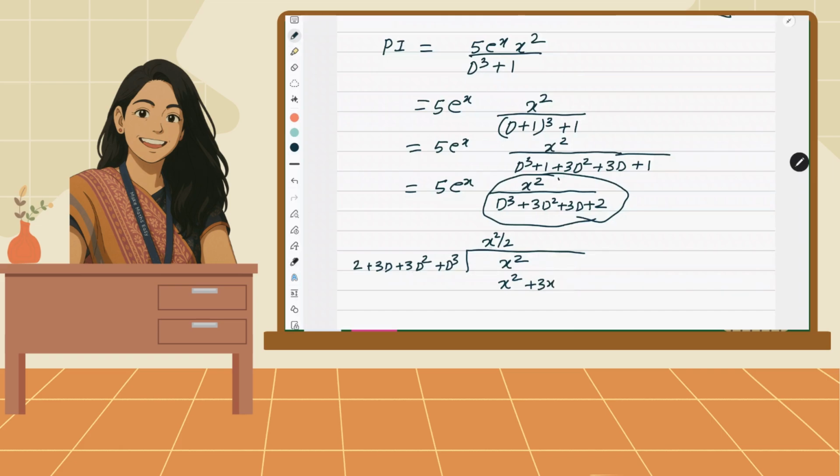Okay. Then 3D square, so 2 cancel, plus 3. And D cube of x square by 2 will be 0. Subtract it, so you will get minus 3x minus 3. So now my term will be minus 3x by 2.